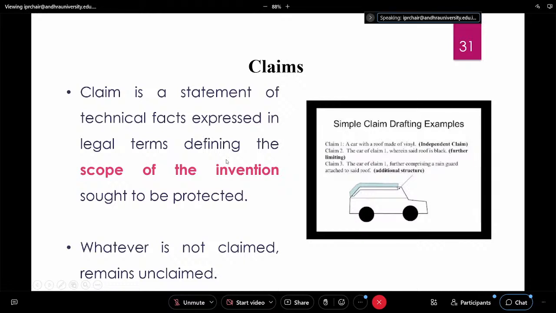So this is a very simple example of a claim. A claim is a statement of technical facts expressed in legal terms defining the scope of the invention sought to be protected. Whatever is not claimed in your patent application remains unclaimed. In this example, claim 1 is an independent claim.